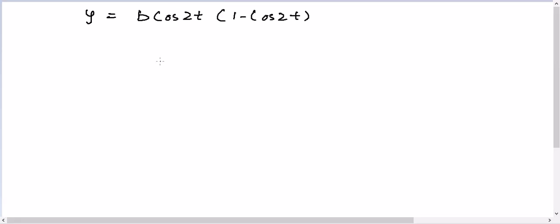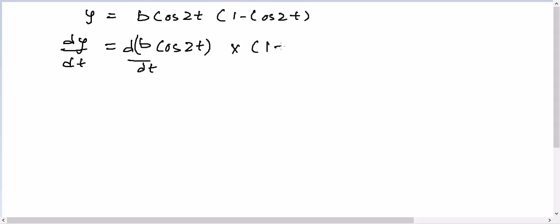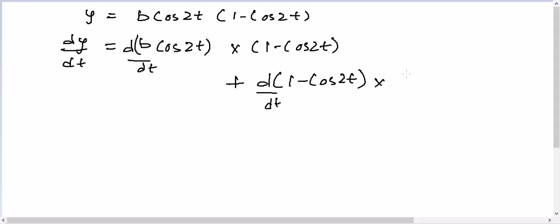Now we are differentiating y with respect to t. Again we will be using the product rule. First we'll differentiate one function and then the next one. So, 1 minus cos 2t, plus, now we are differentiating 1 minus cos 2t, and the second function will be as it is.